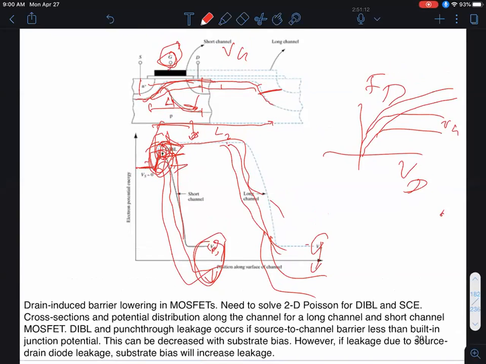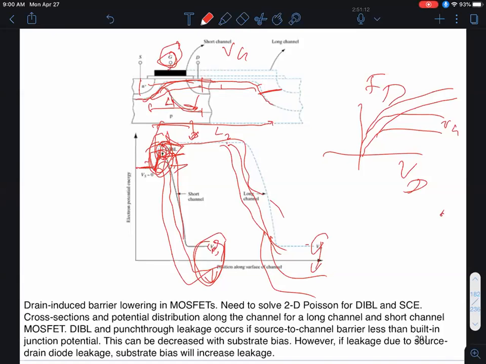Good morning. Hope you guys can hear me and see the screen. I'm going to wrap up our discussion about MOSFETs today and then jump into a discussion of bipolar junction transistors.